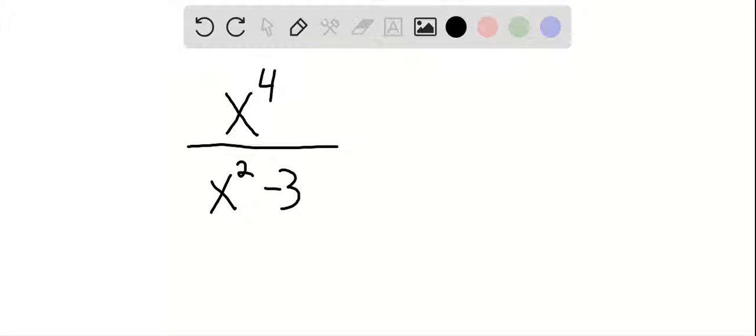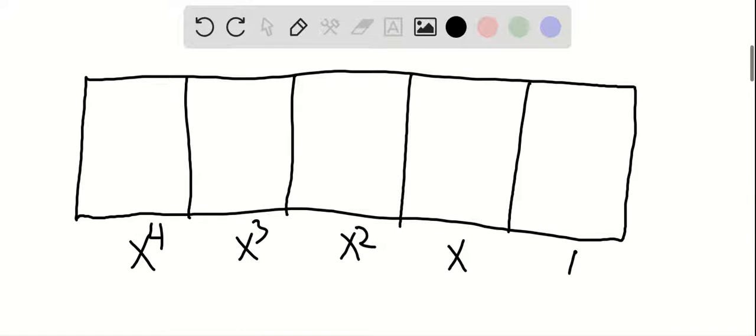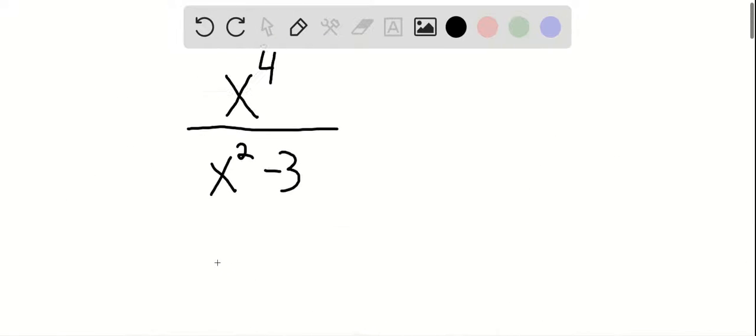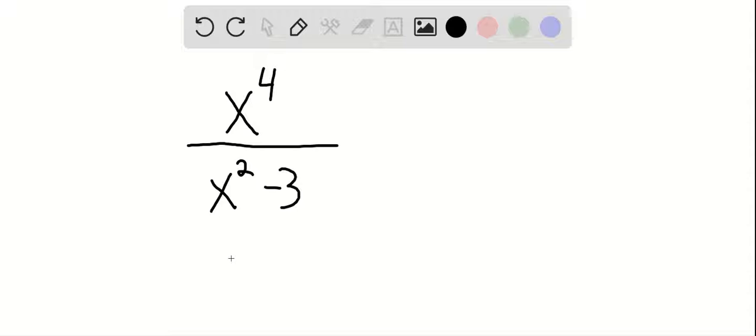Hello. Okay, so here we have x to the fourth divided by x squared minus 3. To do this with exploding dots in an x to 1 machine, here we go. Here is our x to 1 machine, where our boxes start with our ones box, and then our x box, x squared, x cubed, and x to the fourth in this case, which is as far as we need to go.